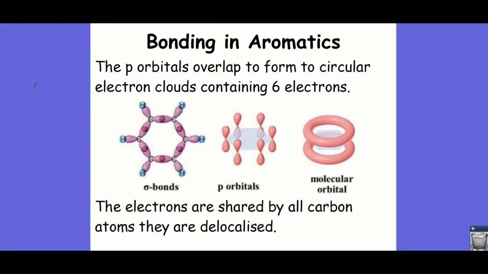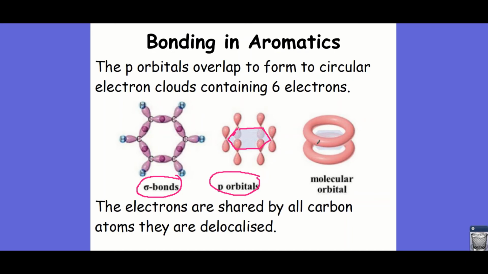So let's look at these diagrams, and I'll try to help you think in 3D as much as I can. This first diagram shows the sigma bonds, which we've spoken about in quite a bit of detail already. This second one shows you the p orbitals, and you can see how we have 6 lobes above the ring and 6 below. Those p orbitals will overlap sideways to form a pi bond.